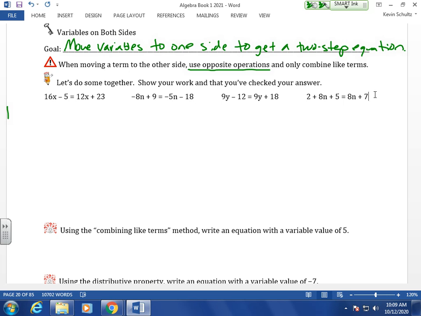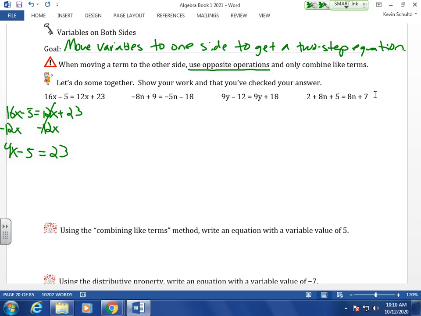Okay, so if we have 16x minus 5 equals 12x plus 23, and we want to move those x's over to the left side, we're going to subtract 12x. Because if you have 12 x's on the right side, you take away 12 x's, how many x's are left on the right side? 0. Right? You've canceled them out. Then on the left side, 16 minus 12 gives us 4x minus 5 equals 23.